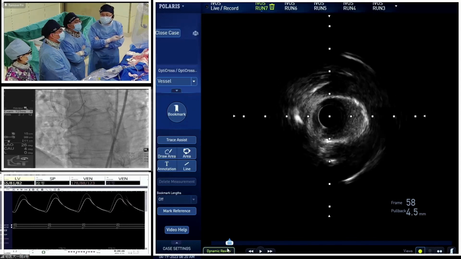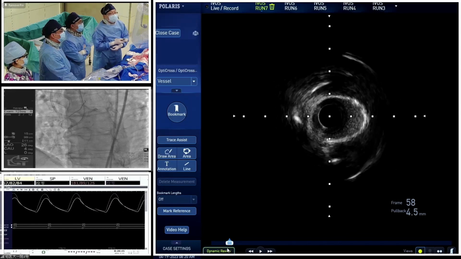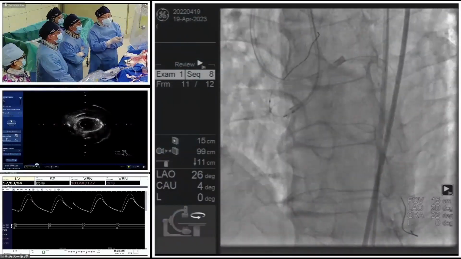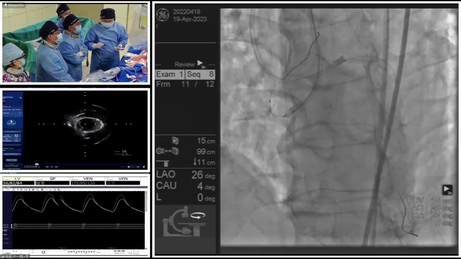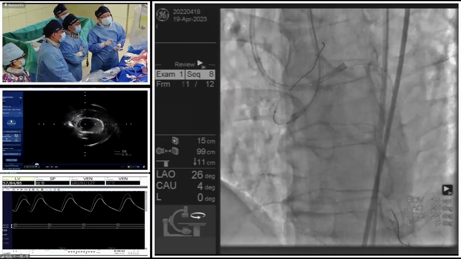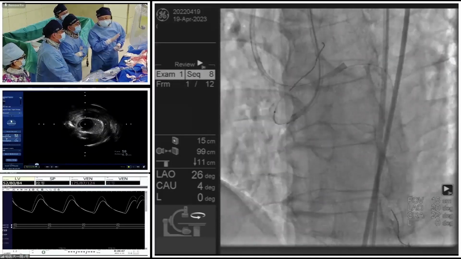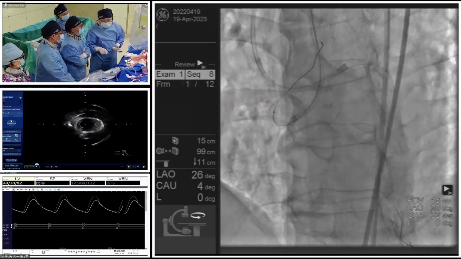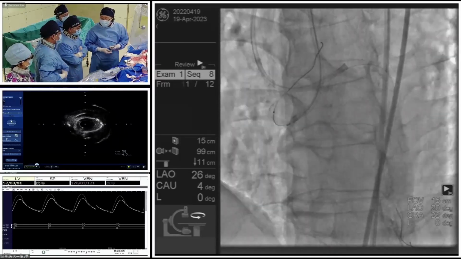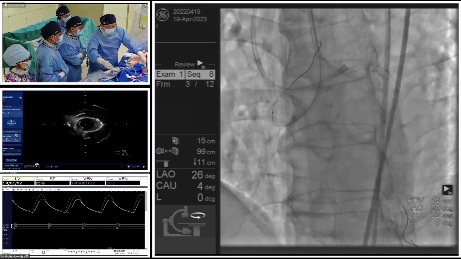Okay, so the IVUS also showed that just at the ostium, at the proximal cap, there is a fibrous cap. So let's see the angio. In such a condition, we will use IVUS imaging to find where the ostium of the RCA is, to make sure where the ostium is. And then next we use the Corsair microcatheter and the CP wire to puncture the proximal cap.